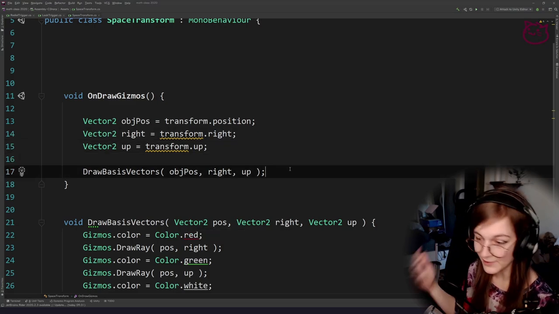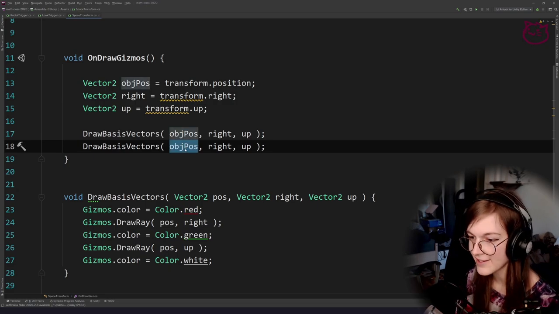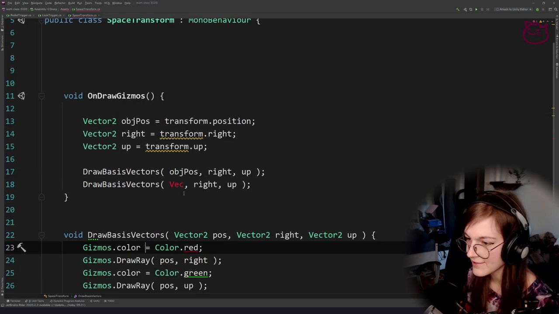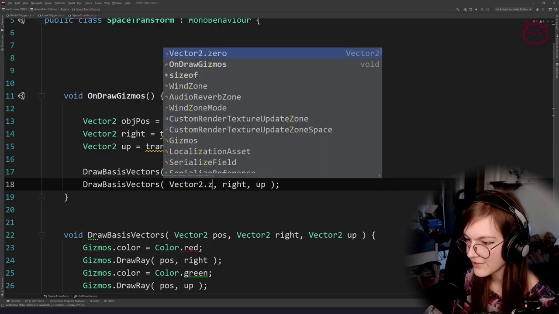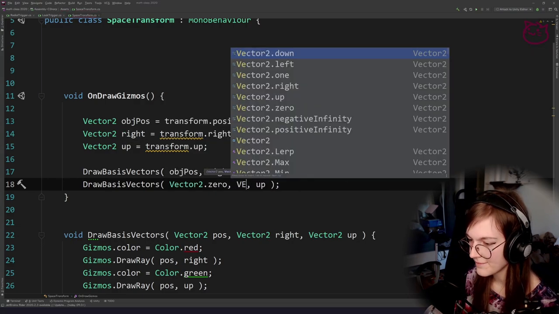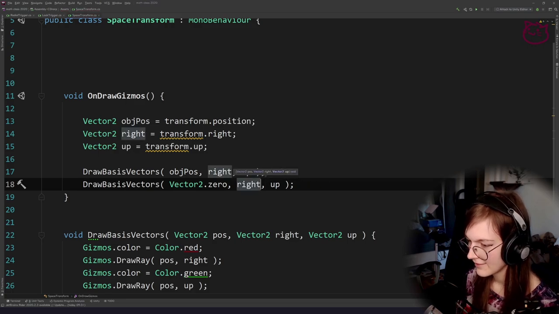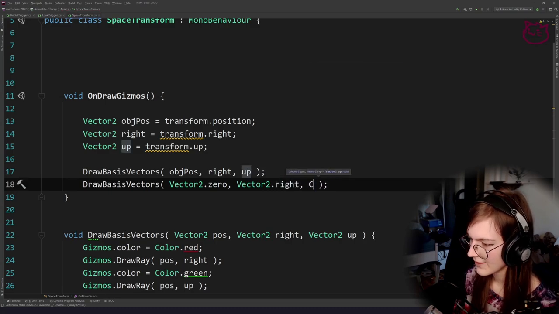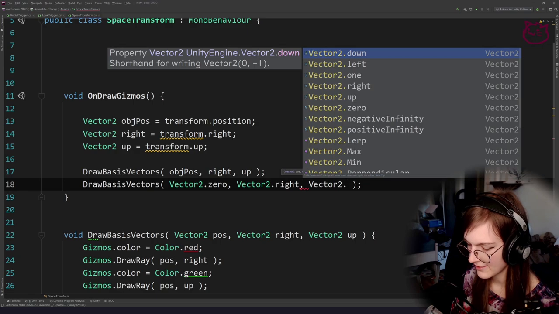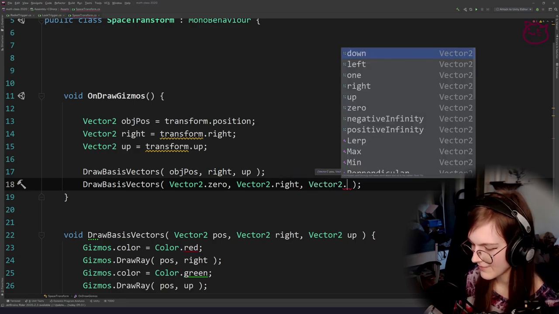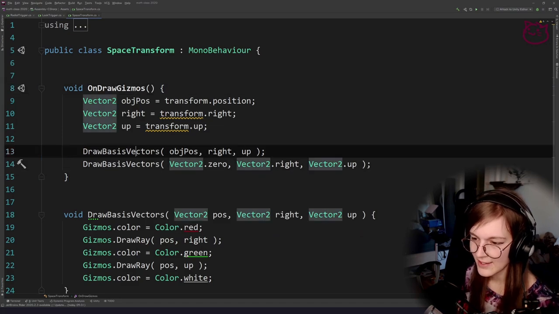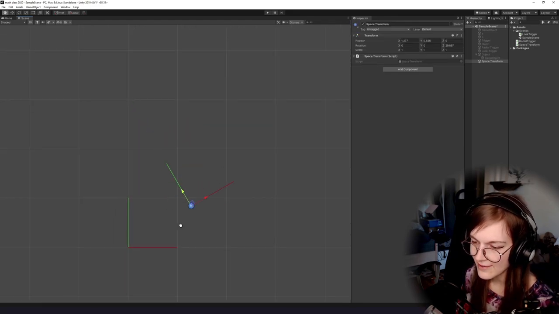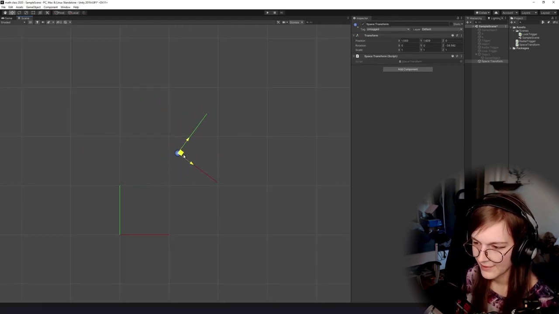Let's also draw the world space, because it might be useful to see where world space actually is, right? And world space, the draw functions always have things in world space, so we can just say Vector2.zero, because that's the origin of the world, and we can do Vector2.right, not that one, thanks Rider, and Vector2.up. Thanks, autocomplete, for messing up my code. Okay, so now we're drawing the basis vectors for world space too. So let's recompile. And so now we can see world space down there. All right.